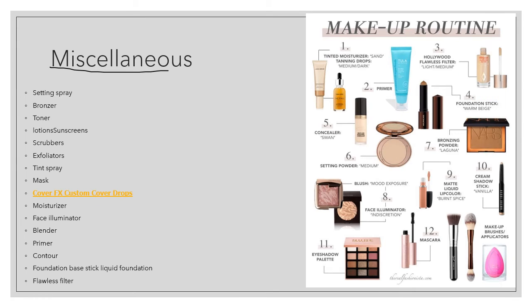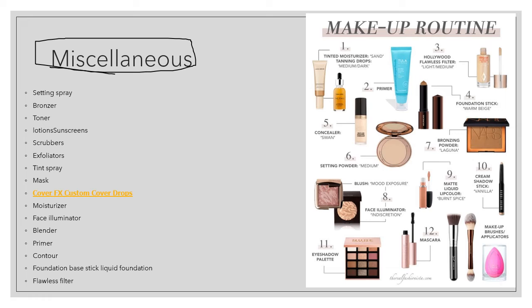The next up, you have some miscellaneous makeup products like setting spray. You have the toner, lotion, sunscreen, exfoliators, tint spray, mask, bronzer. So bronzer is a very important makeup product because it can be a one-stop solution if you forget, because it can color your jawline, your cheeks, your forehead, and it is very important to use along with the highlighter and contour.